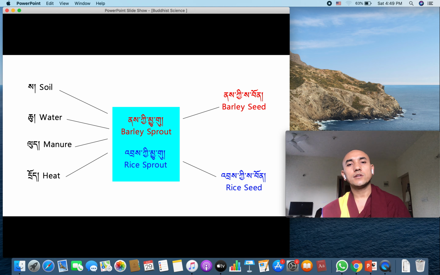If you look at the concept of substantial cause and cooperative conditions, they are very important to understand the Buddhist theory of consciousness, and also very important to understand the Buddhist theory of the existence of previous life and next life. So, if you look at ourselves, we have our body and consciousness.